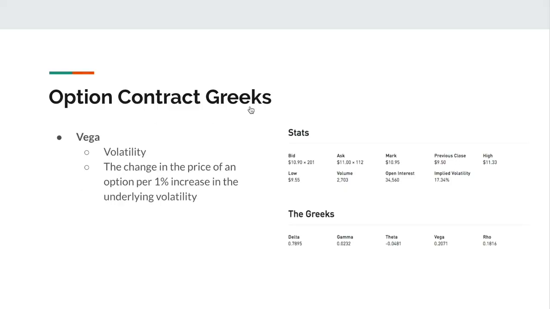So the next part of the Greeks would be vega. Vega is directly related to volatility. So it's not implied volatility, but it can tell you what could happen if volatility was to change. So if the change in the price of an option can change with volatility, how do you determine what that is? If vega is 0.20 in this case, and volatility currently is at 17.34%, if this volatility goes up by 1%, then your option contract, as a buyer, not a seller, will go up by $20 because now you have a higher implied volatility.